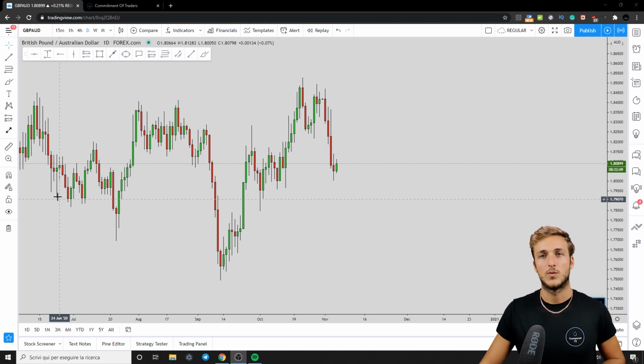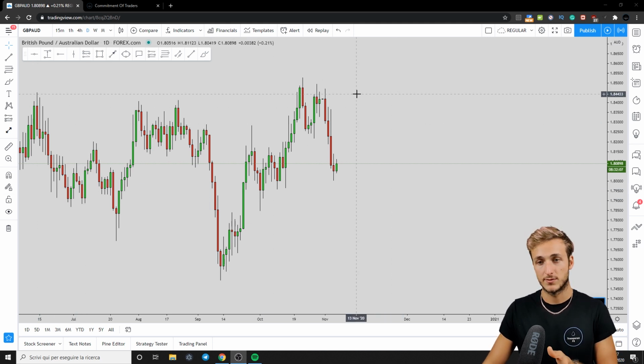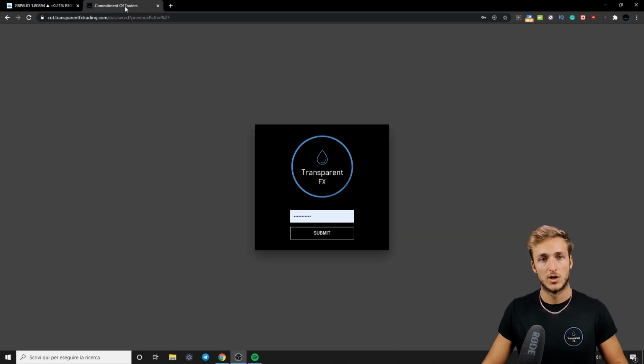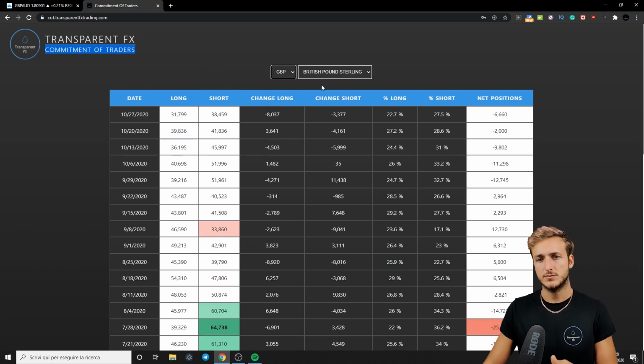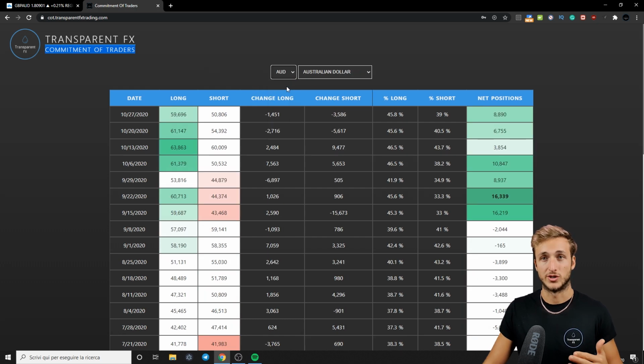Specifically, the way in which I will be performing the analysis is first from a technical perspective. We will then see what we have from a COT perspective, so commitment of traders, which is what hedge funds are currently doing in the market. So we will see what hedge funds are doing on the pound, and then what hedge funds are doing on the AUD, so that by being able to follow what they are doing in the market, we are also able to gain an advantage over our competition in the market.